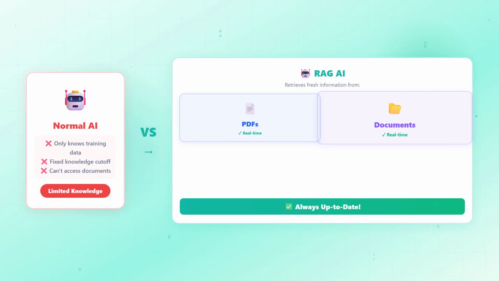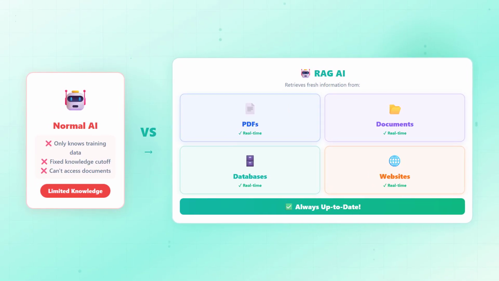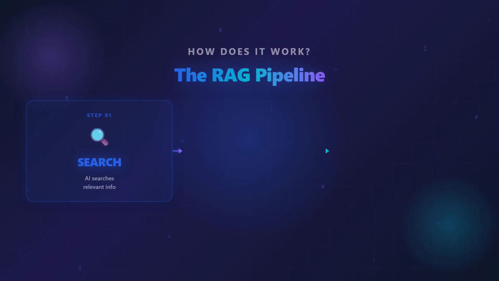Normally, AI models only answer from training data, but RAG allows AI to retrieve fresh information from documents, PDFs, websites, and databases. Here is how it works.